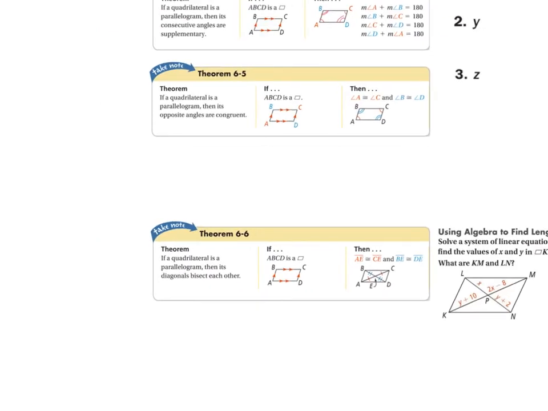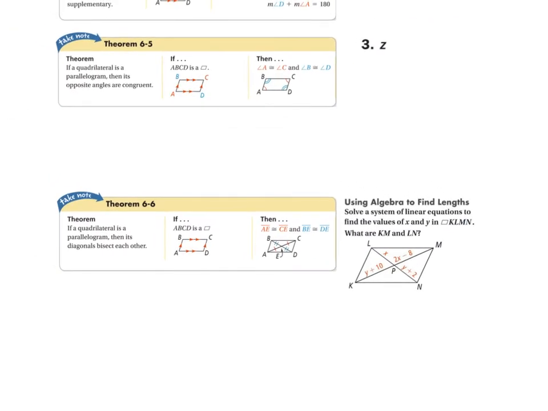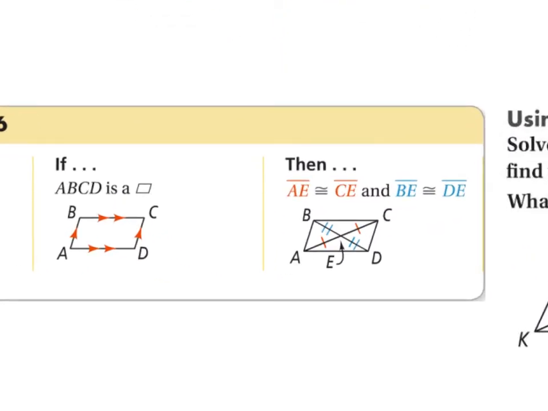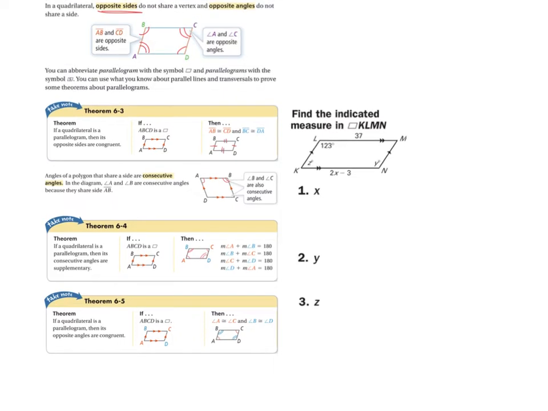And then is there one more on this page? Yes. So the diagonals are congruent. Actually, I don't think we need that yet. Let's wait. Okay, we don't need that. Let's just stay on this page. Sorry, I couldn't tell where the page ended. So we have those three things. So we know opposite sides are congruent, opposite angles are congruent, and consecutive angles are supplementary.